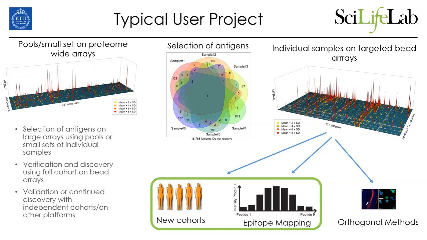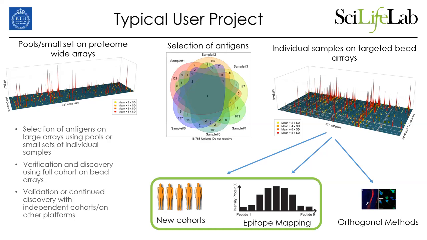And then the users get to do a selection of antigens. And the selection of antigens depend, of course, on what kind of questions they want to ask regarding their sample set. And this is something we try to not be too involved with, because we don't want to influence the users too much. Once they had done the selection of antigens, they come back to us quite often and want to do a targeted bead array with the individual samples for the full cohort. So we couple the antigens of interest to beads, and we run all the samples.